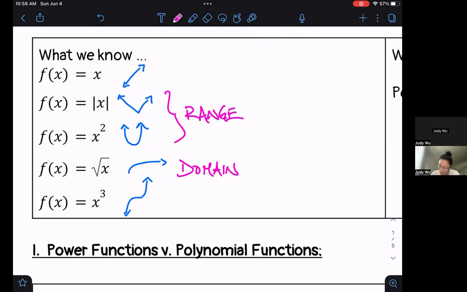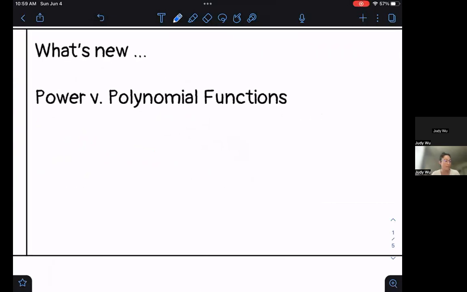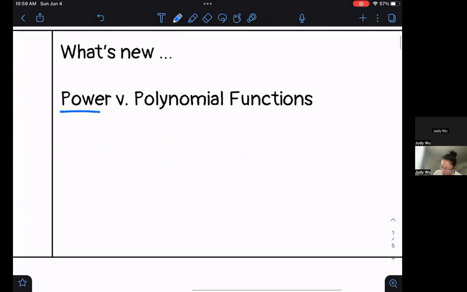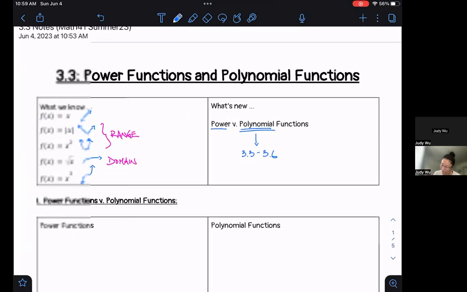All right, so let's talk about what's new here. What's new on our plate today? We are going to take a look at some new types of functions, all right? In particular, we're going to be looking at power functions and then polynomial functions. And our next few sections, actually, 3.3 all the way to 3.6, all talk about polynomial functions. It's a very special family of functions that we use quite often.